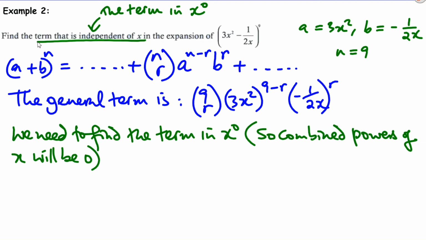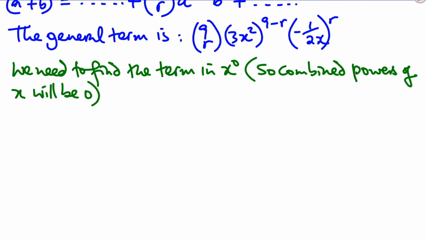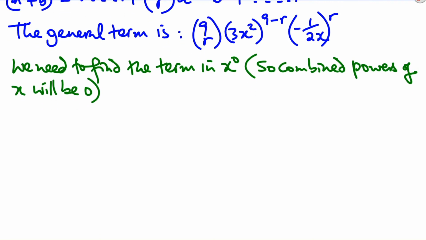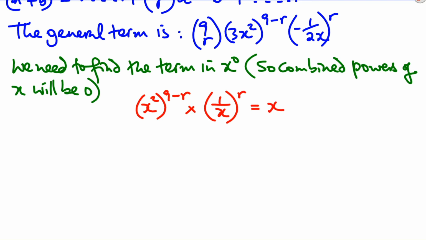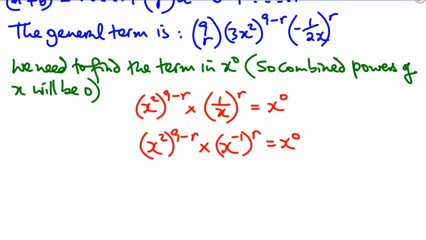We're just going to focus on powers of x, and from the general term, the powers of x are x to the power 2 to the power of 9 minus r multiplied by 1 over x to the power r, and this should be equal to x to the power 0. If we simplify this, we end up with x to the power 2(9 minus r), multiplied by x to the power negative r, is equal to x to the power 0. And we can equate the powers of x, which means 2 into bracket 9 minus r minus r will be equal to 0.